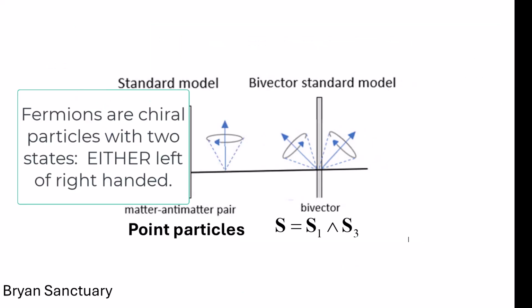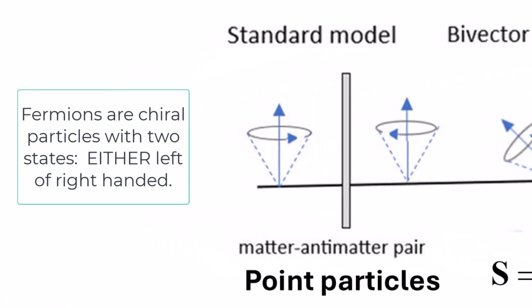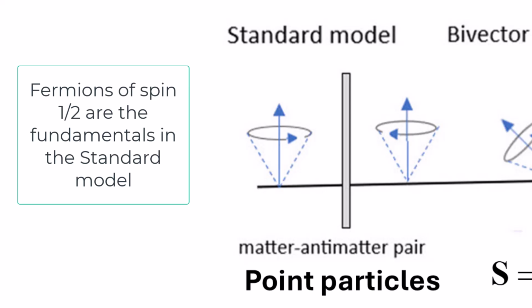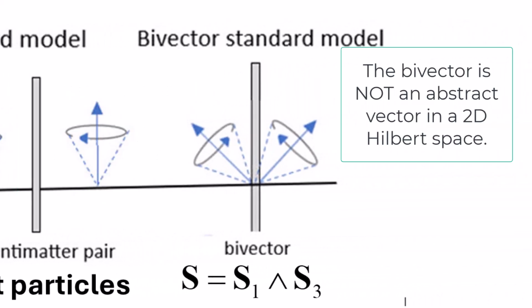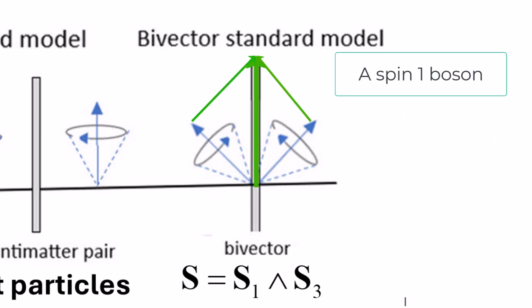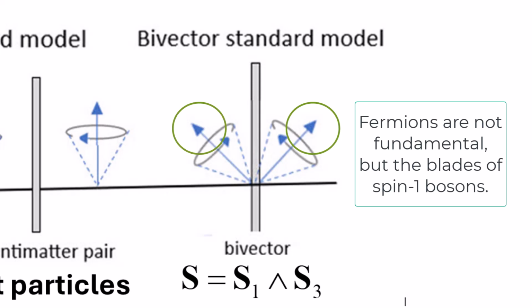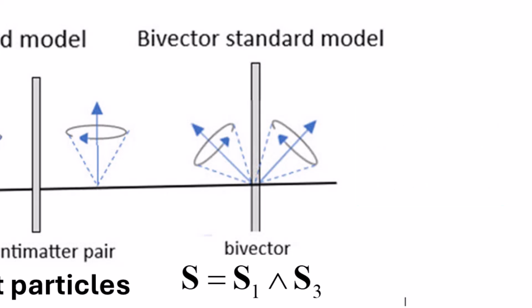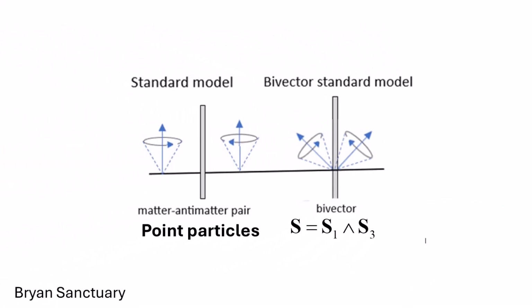Here are the choices. The Standard Model has fundamental particles which are fermions, that is, chiral vectors with two states. In contrast, the bivector Standard Model is not a two-state vector in an abstract Hilbert space, but a real structure in our three-dimensional space, where the two axes add up to give a spin-1 boson. The axes align, and that is spin up and spin down. Fermions are not fundamental particles, but the blades of a spin-1 boson. That is one of the changes we find.